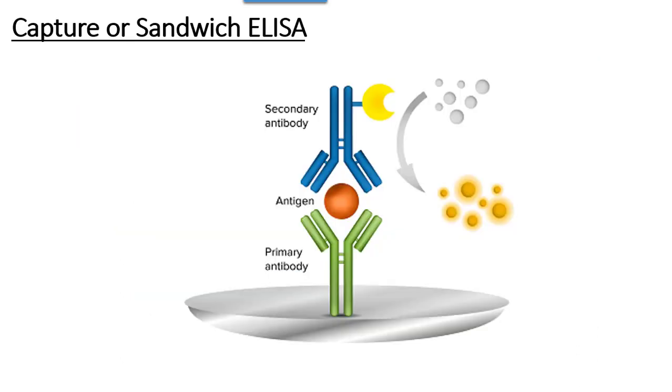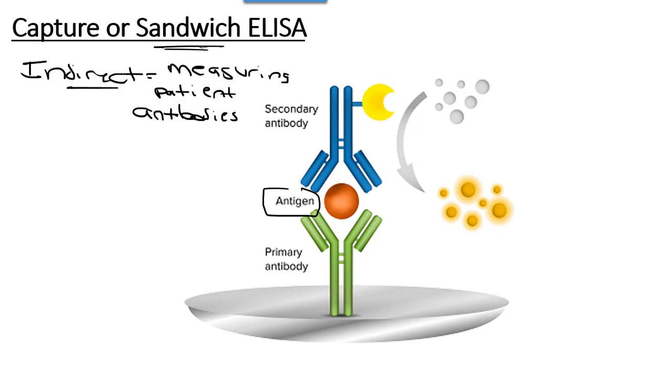Now, similar to the last ELISA, we could do the ELISA the other way around. This would be called a capture or sandwich ELISA. I usually call it sandwich ELISA. How this would work is instead of measuring antibodies, we measure for antigen in the patient. So in the indirect ELISA that we talked about before, we're measuring patient antibodies. Whereas in the sandwich ELISA, we're not measuring patient antibodies. Instead, we're measuring if there's antigen in a patient sample.